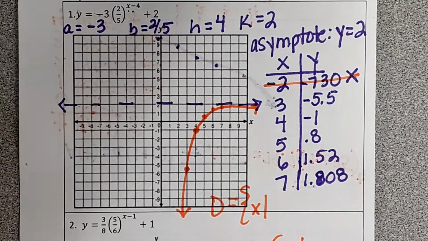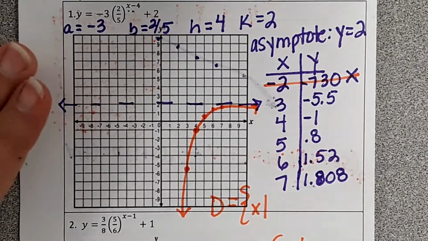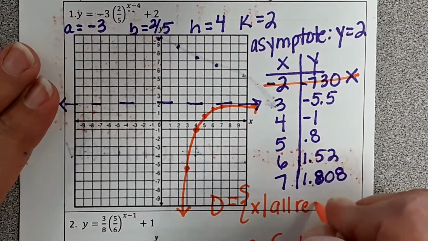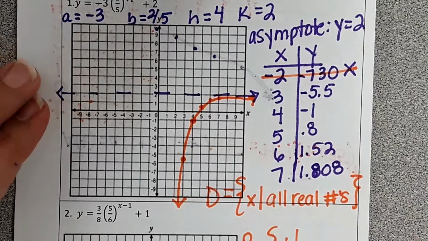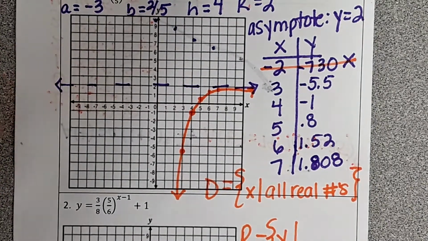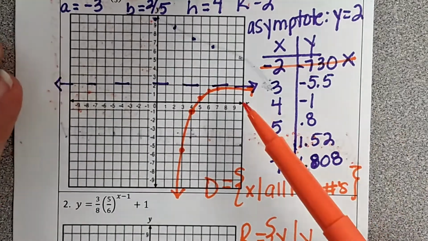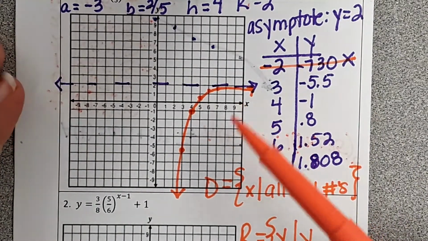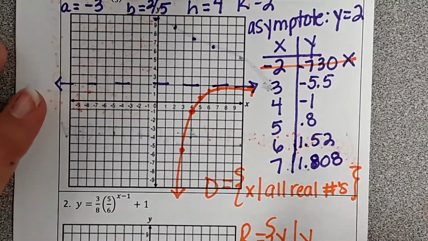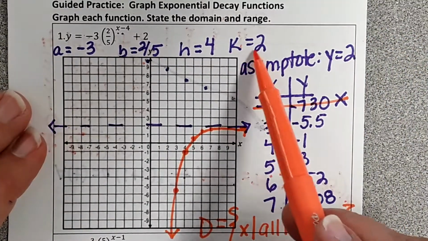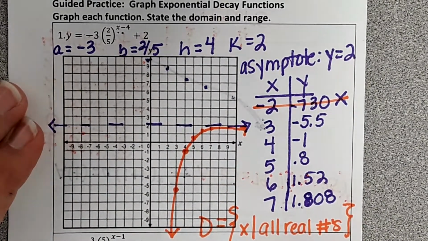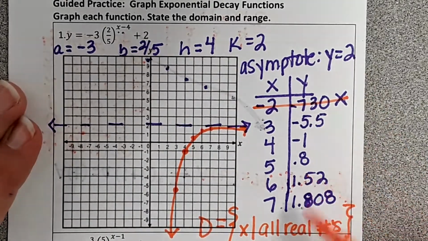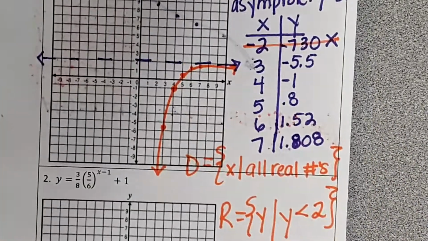Okay, our domain is the same for everyone, whether it's decay or growth. What is the domain? Now, remember I told you K sets our range. What do you notice? Is the range greater than 2 or less than 2? It's less than 2. Our K was 2, and that's the stopping point. So our Y's are going to be less than 2, which you can tell, everything was less than 2. And then that's our final answer.